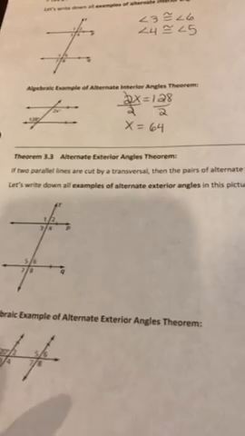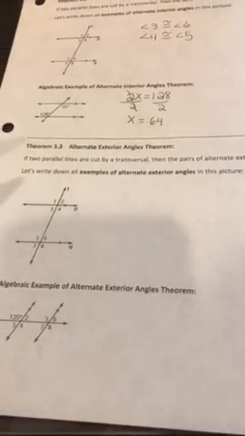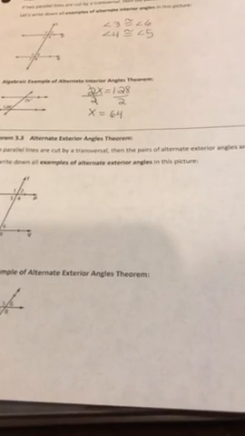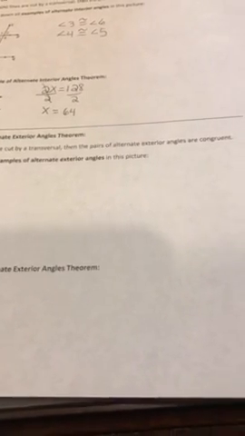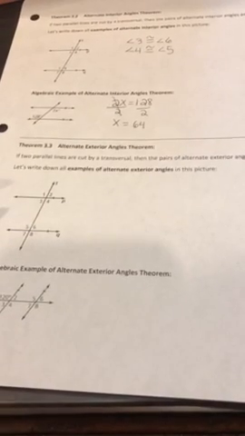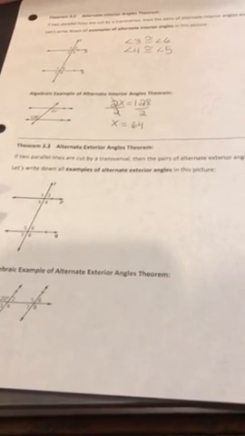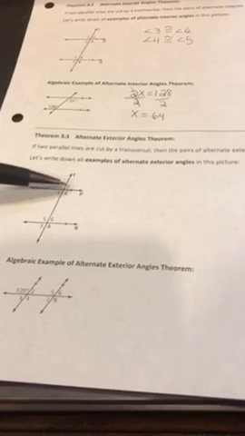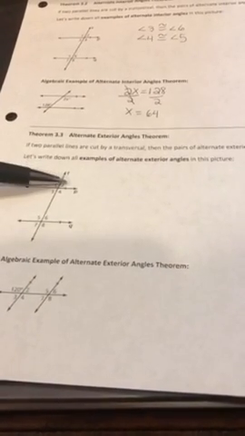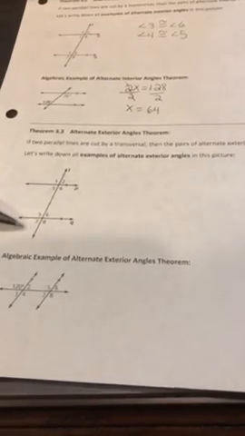Looking now at the alternate exterior angles theorem, it says if two parallel lines are cut by a transversal, then the pairs of alternate exterior angles are congruent. So let's write down the alternate exterior angles. These angles have to be outside of the parallel lines and on alternate sides of the transversal.